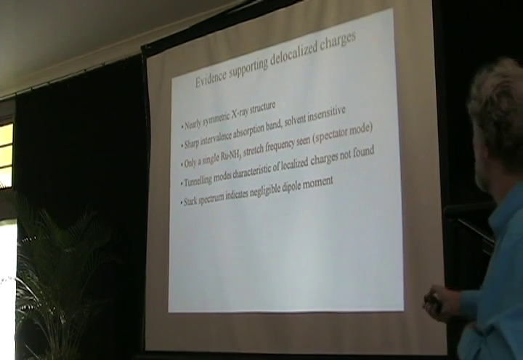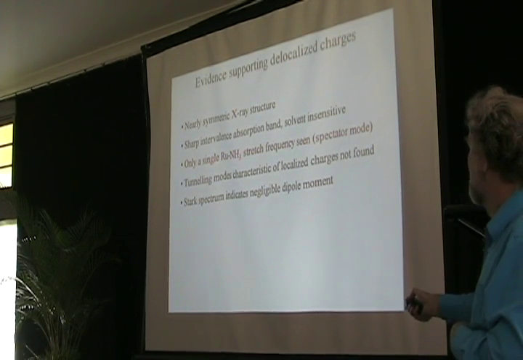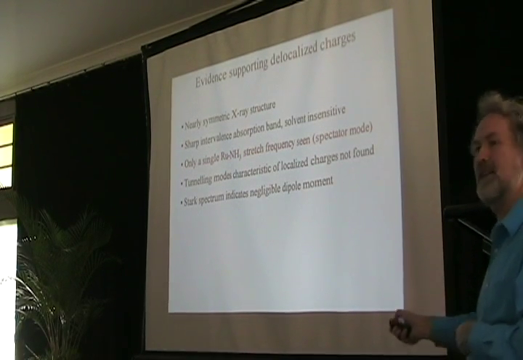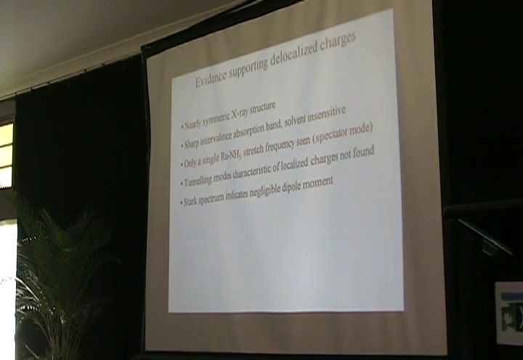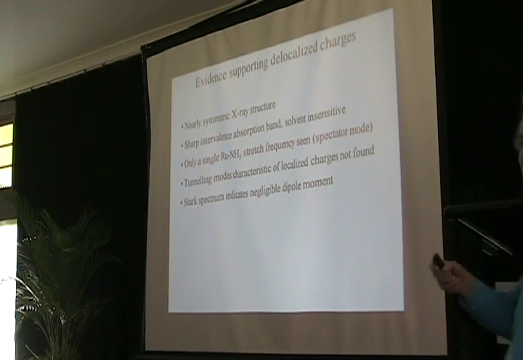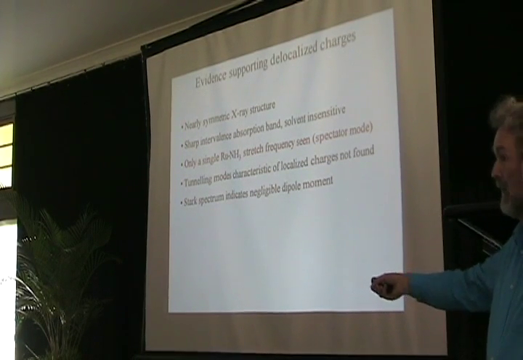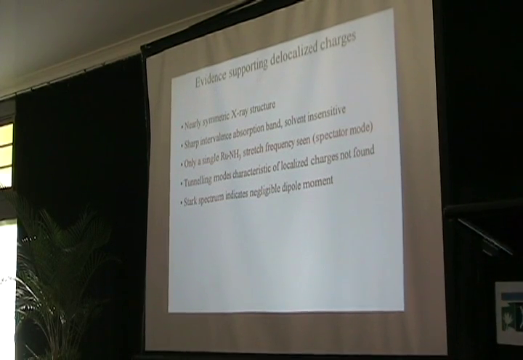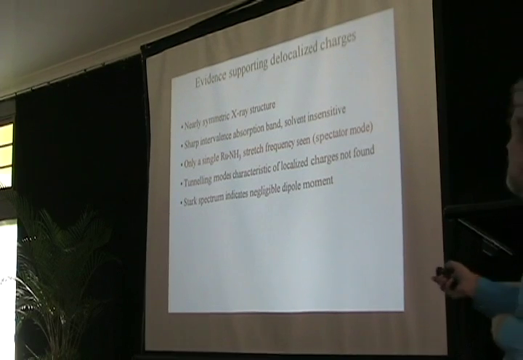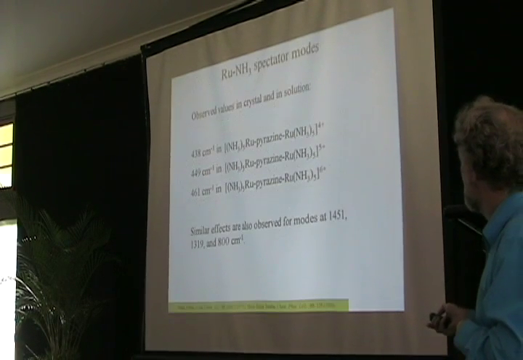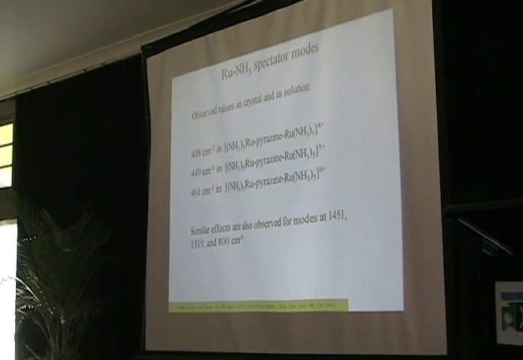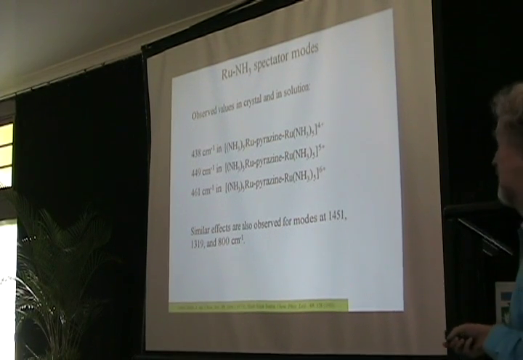The one in the middle I didn't mention. The ruthenium ammonia stretch frequency, that's a spectator. It doesn't take part in the charge transfer process. It sits there and it looks at it. And it tells you what's happening with the charge transfer. So you only get a single ruthenium nitrogen stretch frequency. And this is the data from a paper of Professor Hush's in the early 70s.